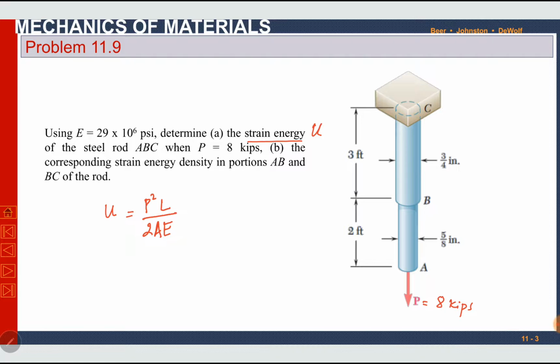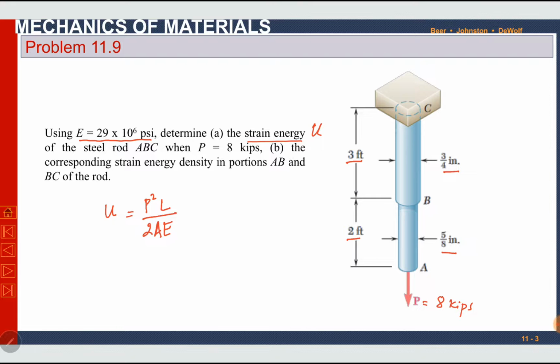Okay, and part B. P is same for both of them. P is same, it is applied at the end, so it is same for both AB and BC. Length for AB is 2 feet, for BC it is 3 feet. As the diameter of both of them is given, area can be found. E is same for both of them, which is 29 into 10 power 6 psi.